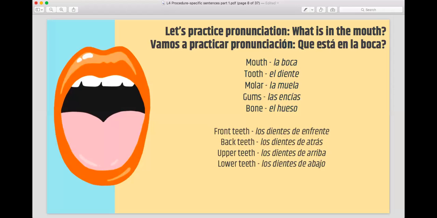Yeah. And this next slide is a review of what we've seen before, but we'll just go over it again really quickly just to practice the pronunciation. Mouth, la boca. Tooth, el diente. Molar, la muela. Gums, las encías. And bone, el hueso. Then we got front teeth, los dientes de enfrente. Back teeth, los dientes de atrás. Upper teeth, los dientes de arriba. And lower teeth, los dientes de abajo.